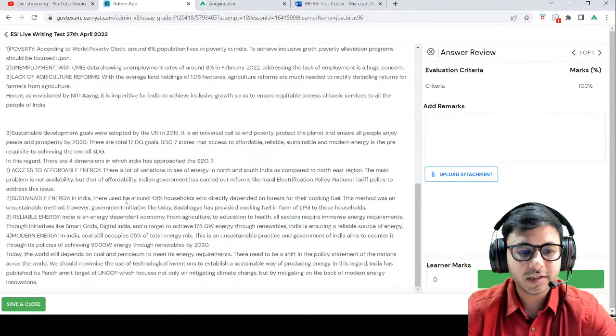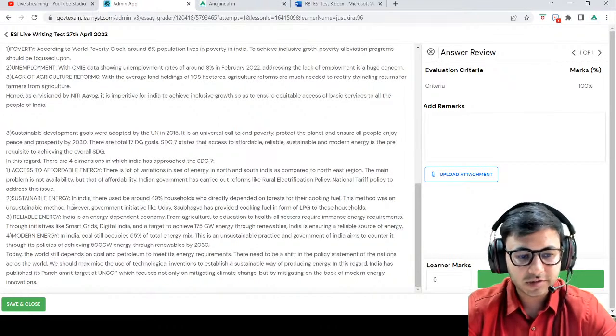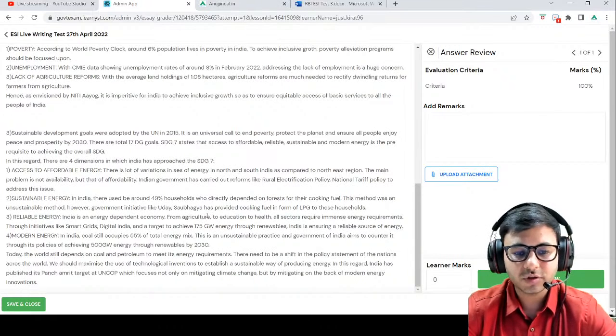Sustainable energy in India, there used to be around 49% households who directly depended on forest for their cooking fuel. This method was an unsustainable method. Government initiatives like Uday Saubhagya has provided cooking fuel. Okay.